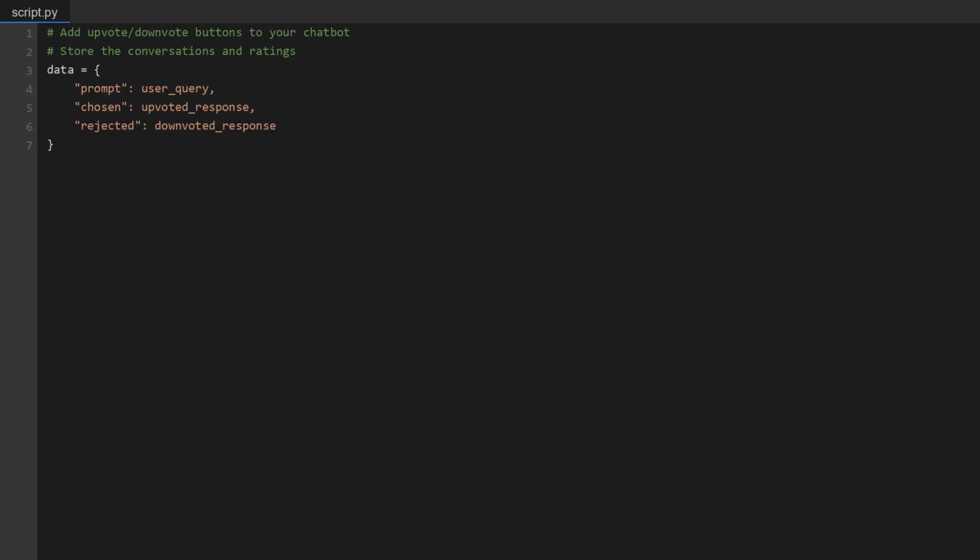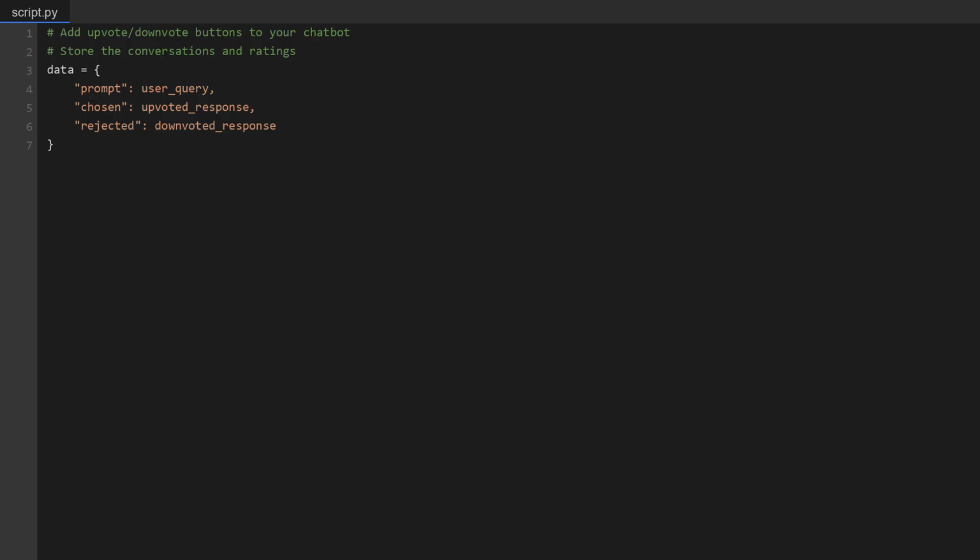For large labs, alignment data comes from teams of human annotators rating model outputs at scale. For you, the approach is more practical. Build a simple feedback mechanism into your application, an upvote and downvote button on responses, and log the results. Each interaction where a user prefers one response over another becomes a training example. The data structure is straightforward.